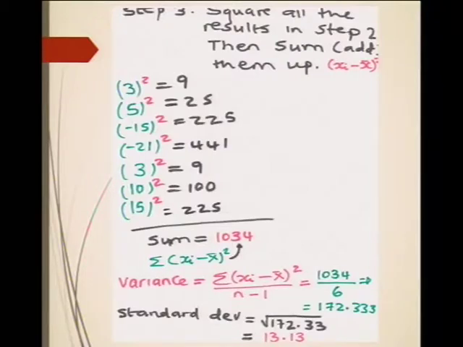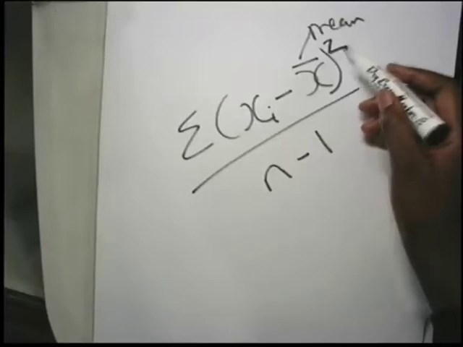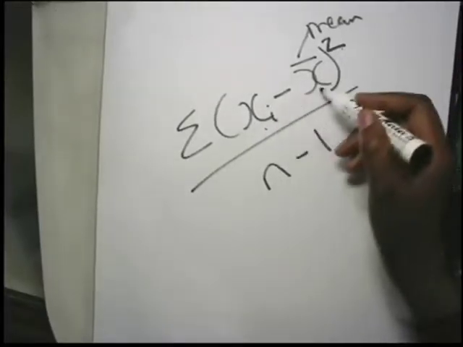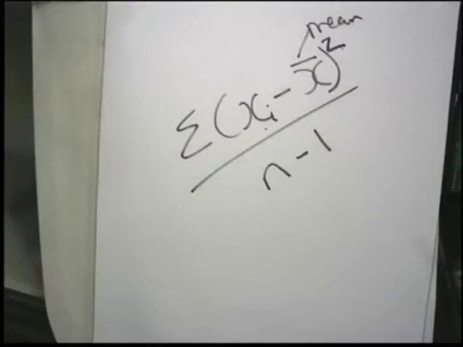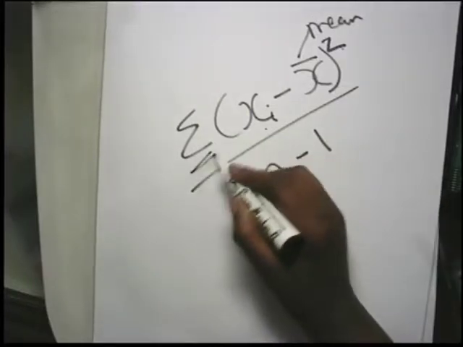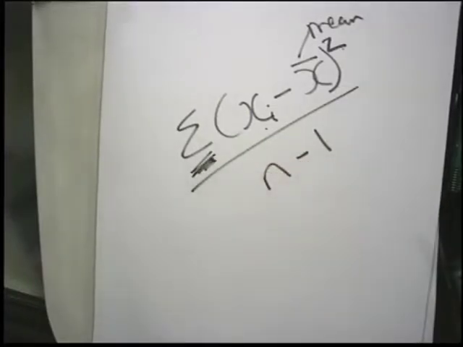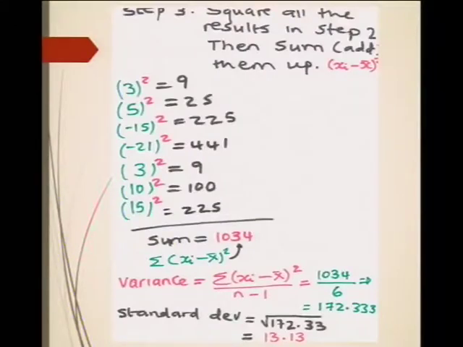Why do you have to square them? Because the formula says square all the scores minus the mean. When you finish squaring them, you have to sum them up. This sign means sum. And when you are done with summing up, you have to divide by the total number of elements minus 1. If you see on the screen, when we sum up, we got 1034, and then we divide it by 6 because it's 7 minus 1, and we got our variance to be 172.333.